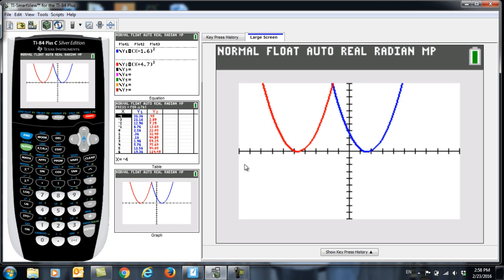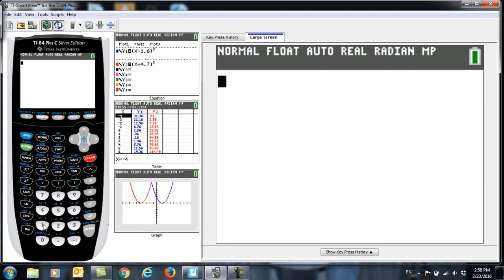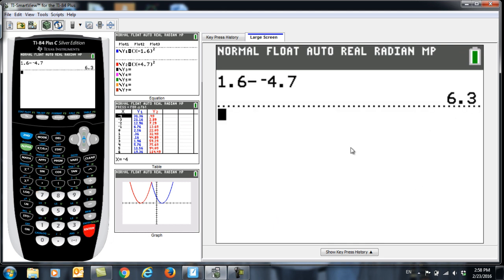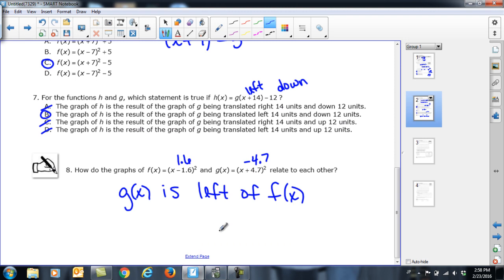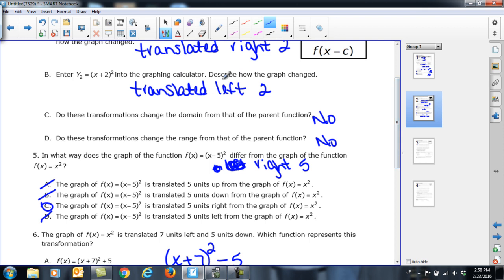So if I find the distance between those two, I have 1.6 minus my negative 4.7, because it was negative. That's how I find my distance. They are 6.3 units apart, and so it is 6.3 units left of f of x. So that's what it's asking for. You don't necessarily have to give me the distance between the two, but it's kind of nice because, as you noticed, it will ask those questions in very specific terms like that when you see them.